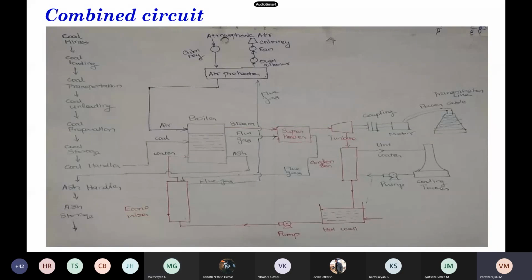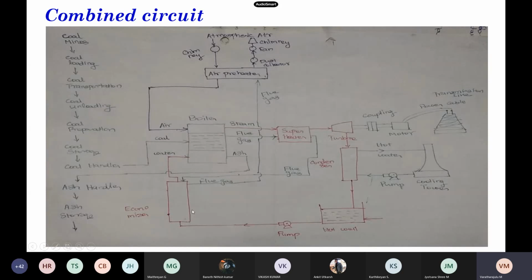Shall we revisit the video, and then once the video is over, we'll talk about this combined circuit and see what the structure of the various heat exchangers is. There are 3 different heat exchangers I have been repeatedly telling: the economizer, the air preheater, and the superheater.